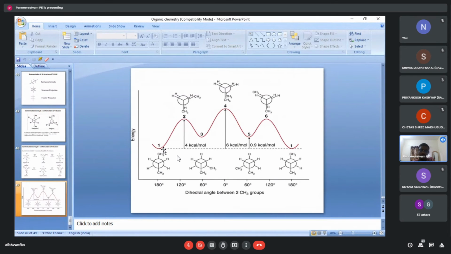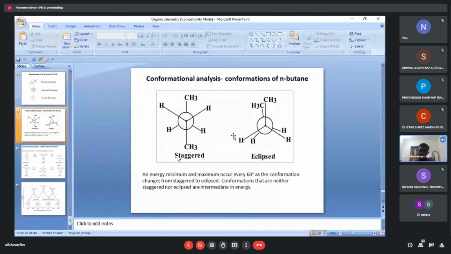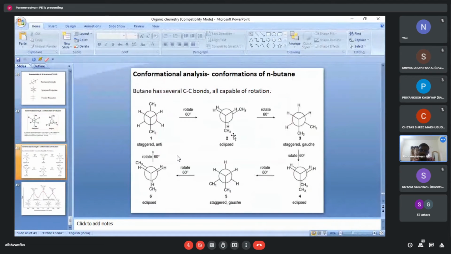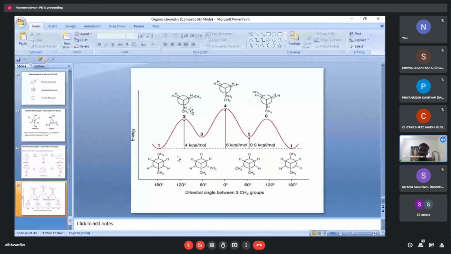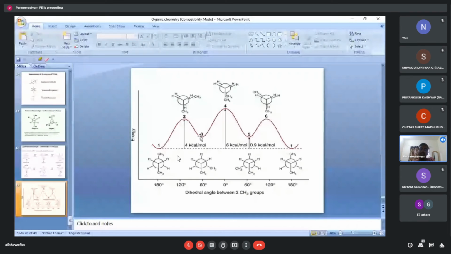Again, structure 2, what about it? You see the methyl-hydrogen interaction, so the energy level is higher. You see here, higher, 4 kilocalories per mole. Again, with a 60-degree rotation, structure 3, what about it? Stacked gauche conformation. The interaction is very less. Further, the methyl interaction is stronger than in structure 2.